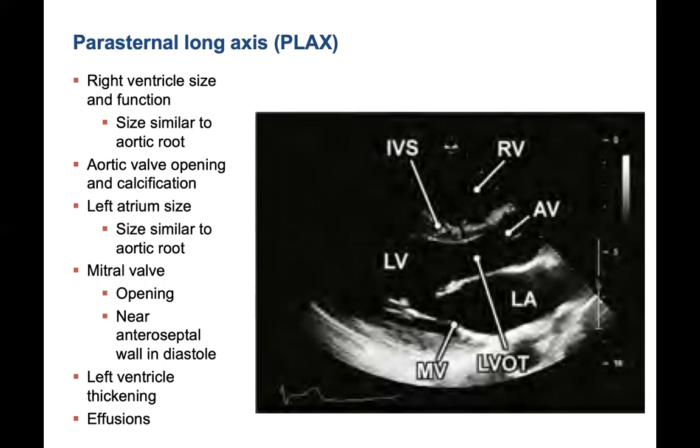So again, that should be similar in size to the aortic root and the right ventricle. If it's enlarged, that can suggest we have some dysfunction, of course. The mitral valve, we can look at, is it opening? Does it come close to the anteroseptal wall in diastole, which we'll talk more in depth about in our global function lecture. We can look at left ventricular thickening, and we can look for pericardial effusions. So I can already get a general sense as to what's going on with the heart.